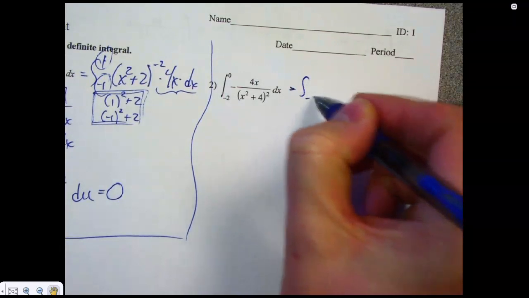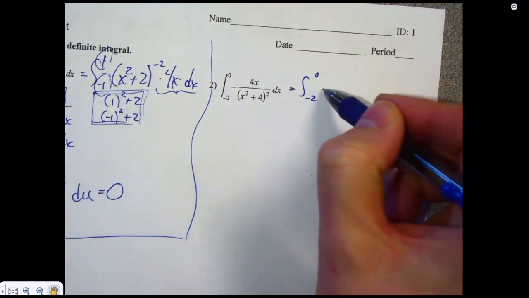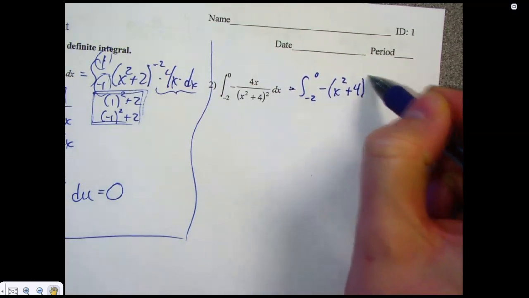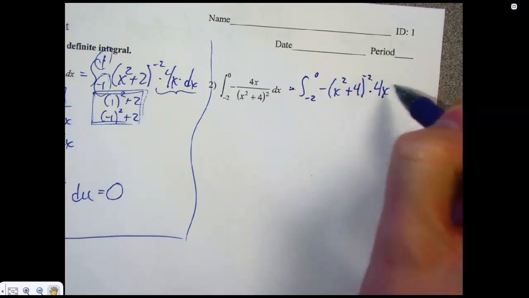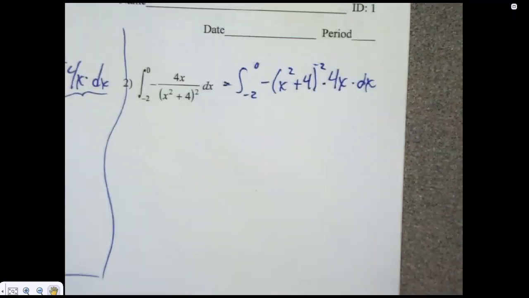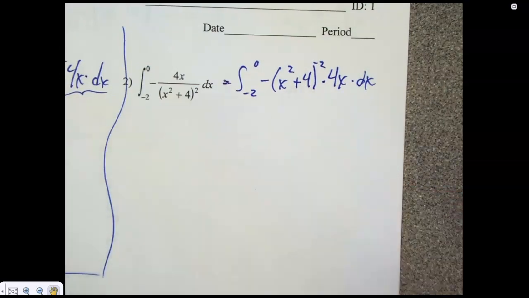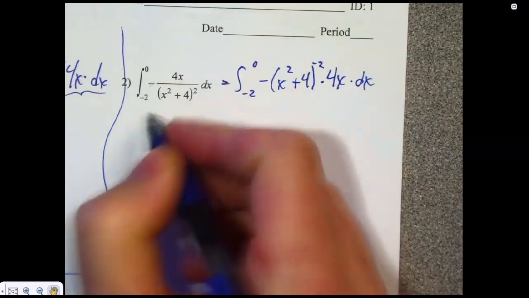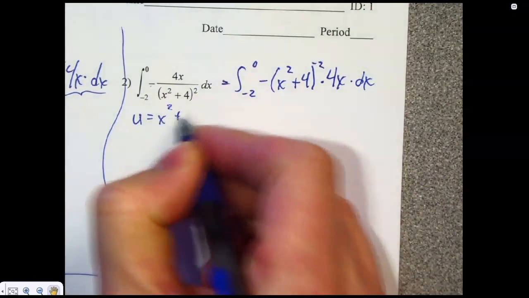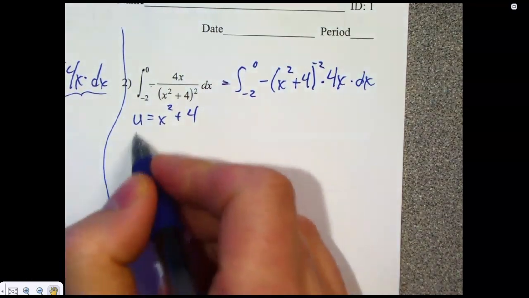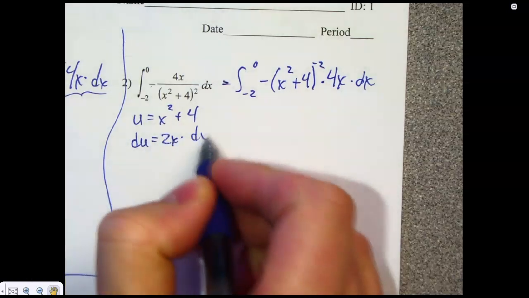So this is going to be, I'm just rewriting it, and I'm still in terms of x's. So the -2 and the 0 still apply. So bring up the x squared plus 4 to the negative second, and then I got the negative sign here, and I got the 4x times dx. So your u is going to be x squared plus 4. So your du will be 2x times dx.